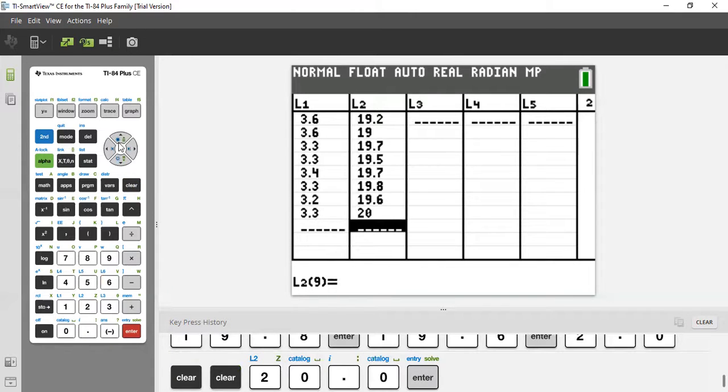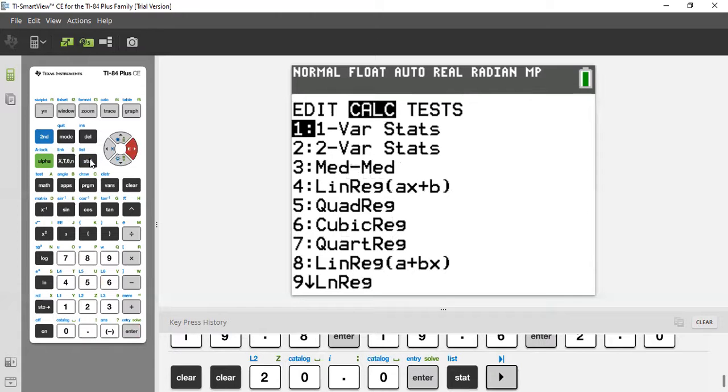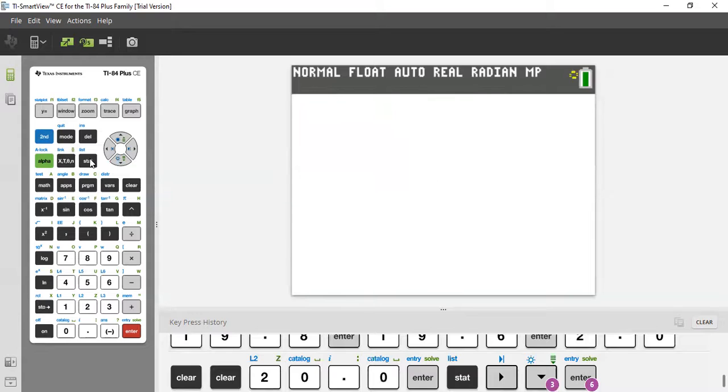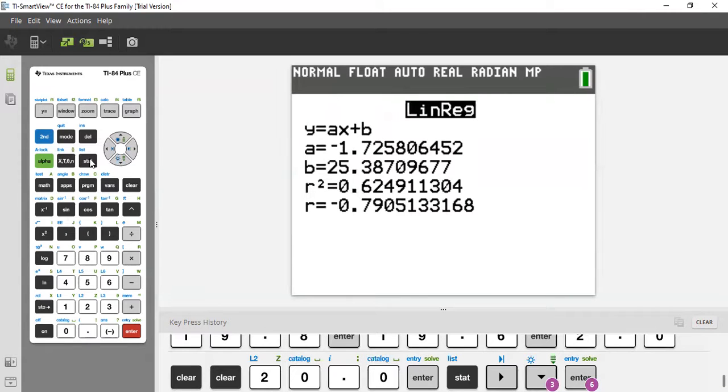Okay, so again, I'm going to hit stat. I'm going to go over to calc. I'm going down to option number 4. I'm going to press enter enough times until I get my equation. This time we have a negative, and that's fine. We still just write it up. So I've got y hat is going to be negative 1.7258x. B is positive. Now, if B was negative, I would put subtract. Okay. I'm not going to write plus a negative. We'll just put subtract, but this is still positive, 25.3871.